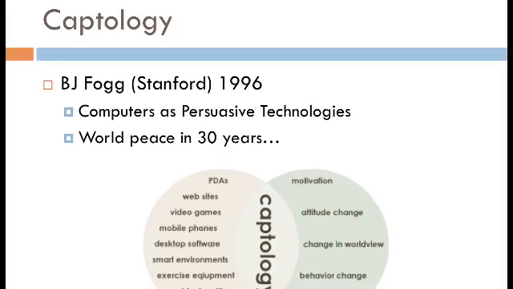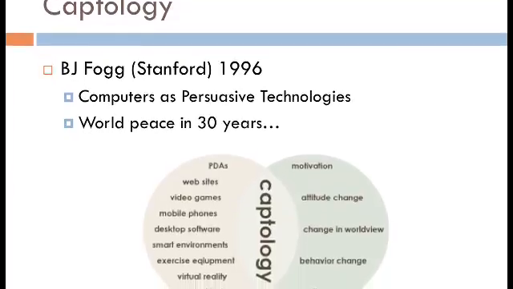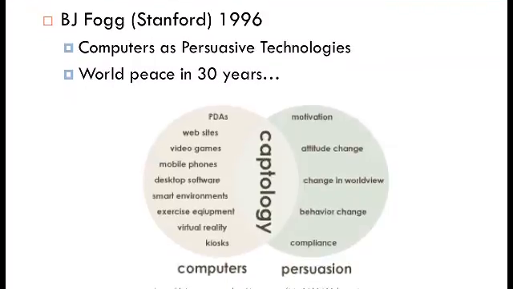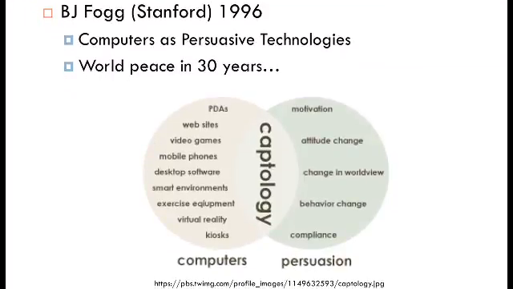One of the places that persuasion started was with a professor named B.J. Fogg from Stanford. Back in 1996, he had this idea that he called captology, which is computers as persuasive technologies. He really believed that this could lead to world peace within 30 years, and that computers can encourage us to change our behaviors and improve our lives in various ways as individuals and as a larger society.